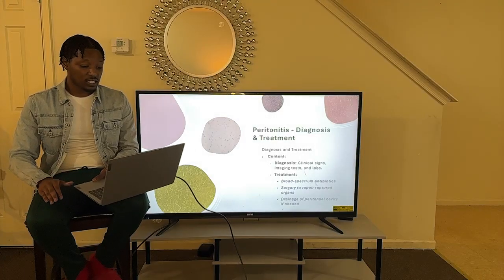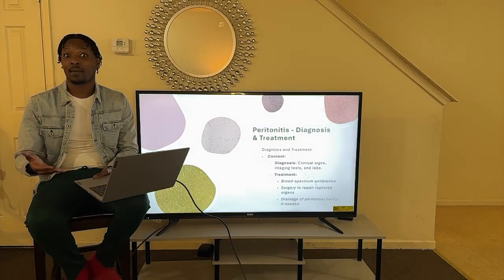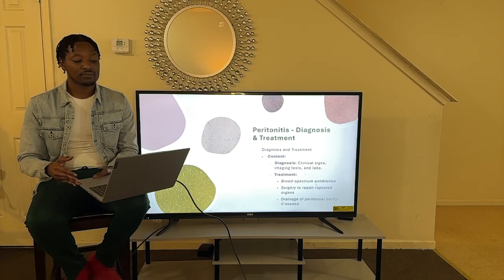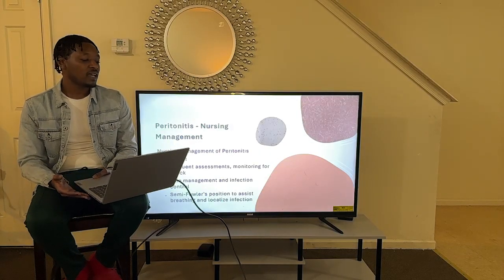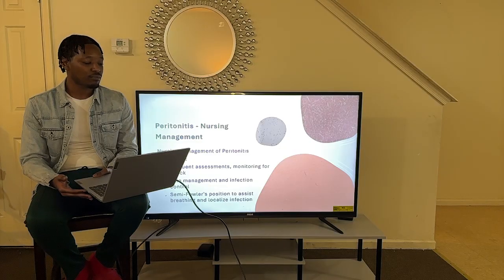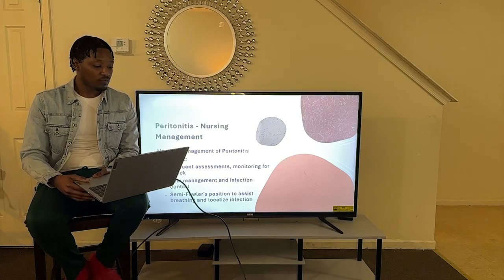For treatment and diagnosis, to diagnose peritonitis, clinical signs include imaging tests and lab work. For treatment, you are going to administer broad spectrum antibiotics, surgery to repair ruptured organs, and drainage of the peritoneal cavity if needed. Nursing management: frequent assessments, monitoring for shock, pain management and infection control, semi-Fowler's position to assist breathing and localize infection. All important if the person has some type of surgery for the peritonitis.